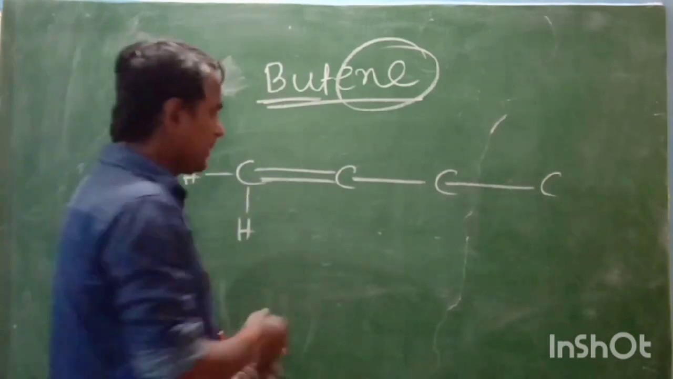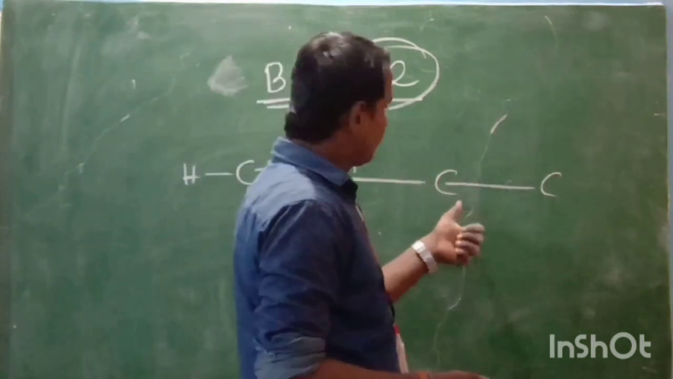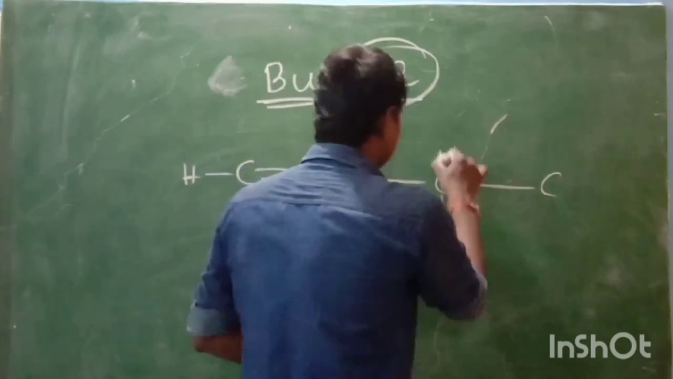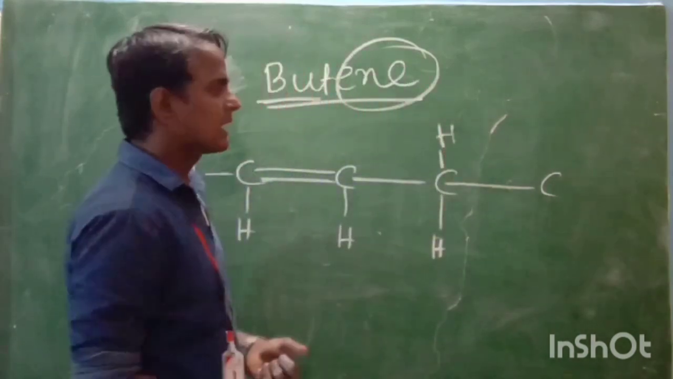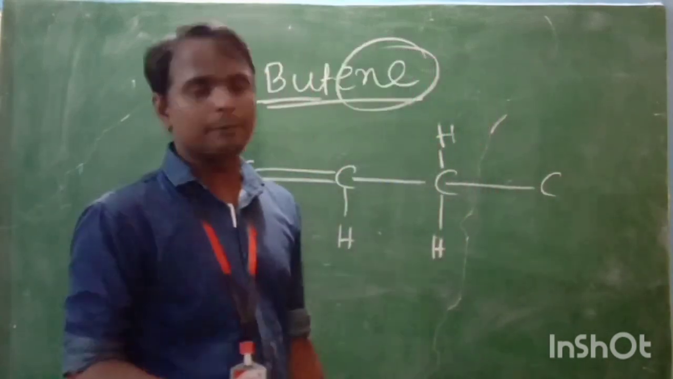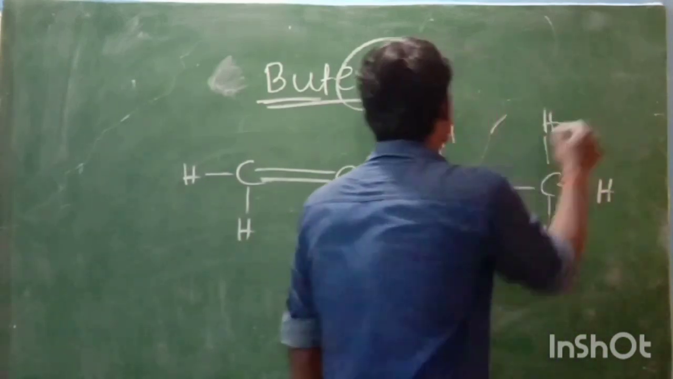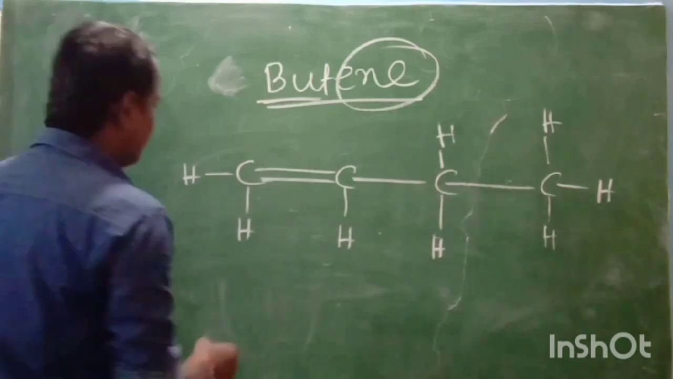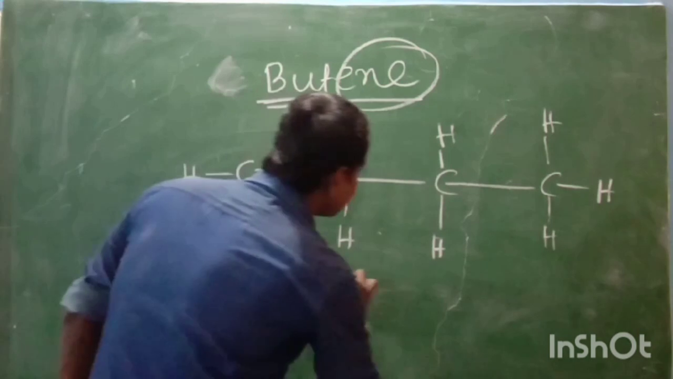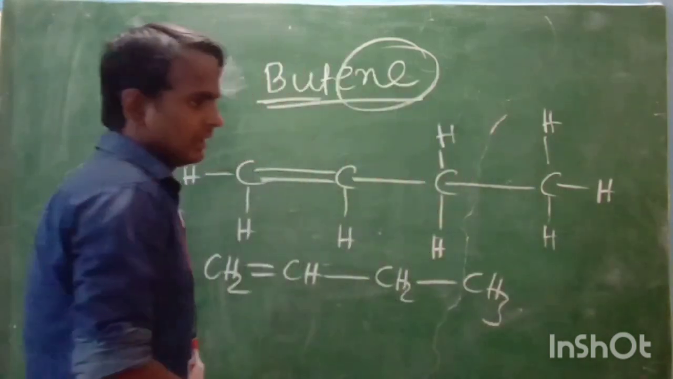So one bond is left, which is formed with a hydrogen atom, and the next carbon forms 2 bonds, I mean 2 bonds are left, that are filled by hydrogen atoms. The last carbon forms only 1 bond, I mean 3 bonds are left, that are filled by hydrogen atoms, and the structure of this alkene becomes CH2 double bond CH single bond CH2 single bond CH3.